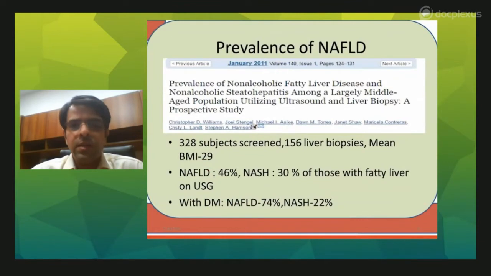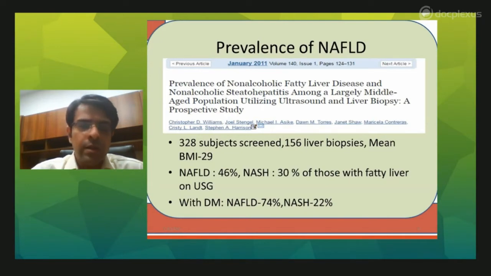So there are many studies. I have picked a few which will highlight the problem, or the prevalence of NAFLD in our population. This was one study which had around 300 subjects screened, and the mean BMI was 29. 46% of them were found to have NAFLD. Now this study utilized biopsies also. So it is a very rare study where you have biopsies for screening.